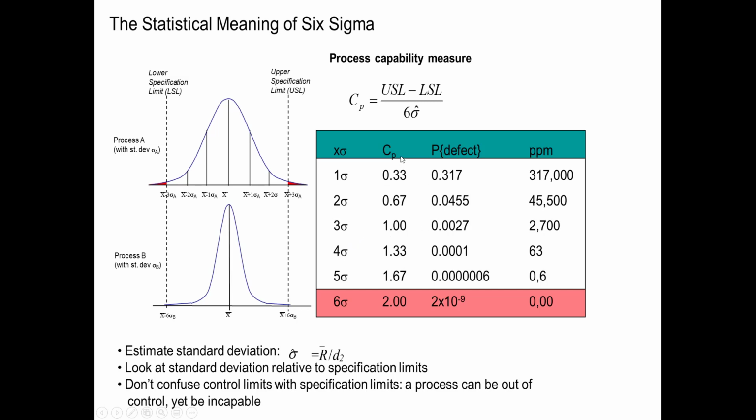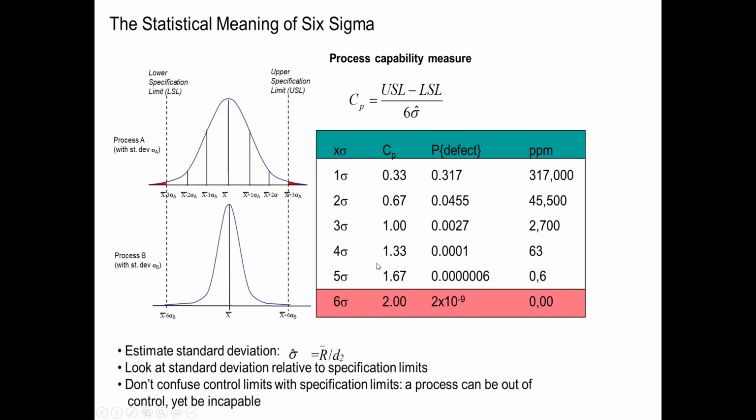And these are basically the values of CP. So if you are using 1 sigma, it means x plus 1 sigma, x minus 1 sigma, your CP value will be 0.33. And how will you calculate CP? Upper specification limit minus lower specification limit divided by 6 sigma. In 2 sigma, your value will be this. In 3 sigma, you will meet the process capability, meaning your process is capable for 3 sigma. But if you go below, it means your process is not capable.